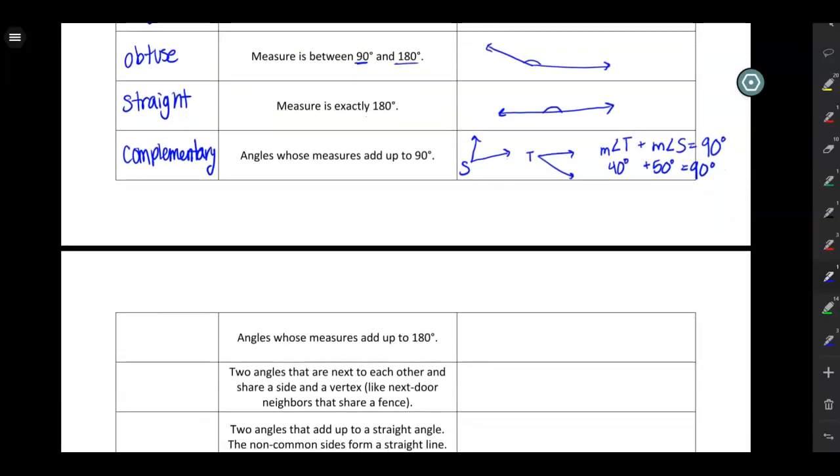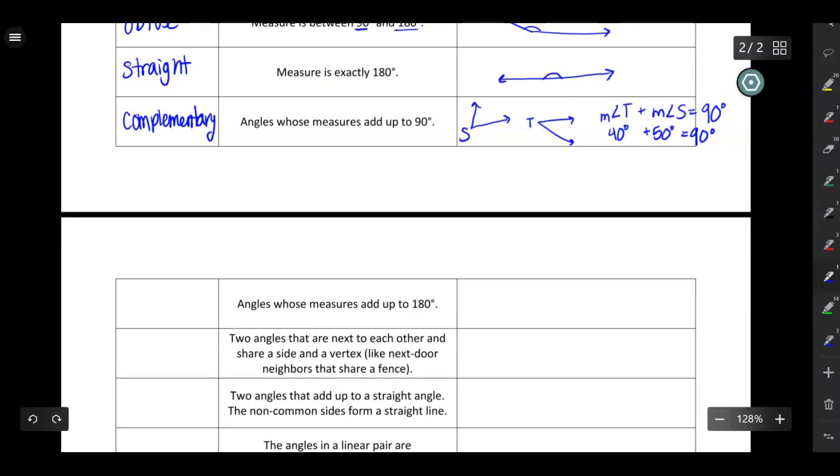Our next vocab word is really similar. It's what happens when the angle measures add up to 180 degrees, or to a straight line. Those are called supplementary. Okay, so supplementary angles would be something that adds up to 180 degrees. So let's just say I have angle A here, and then I have angle B here. And if those are supplementary, it means that the measure of angle A plus the measure of angle B is equal to 180 degrees.